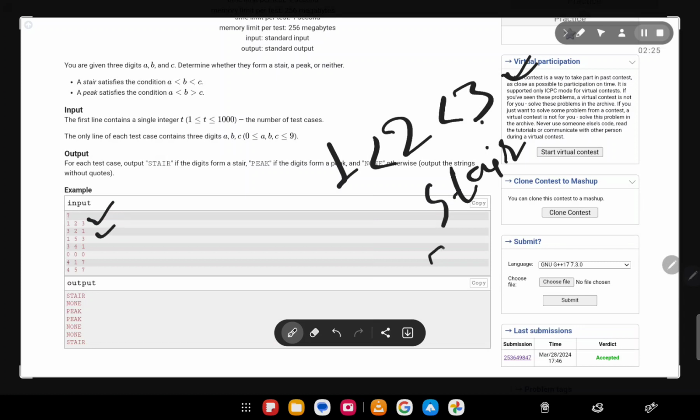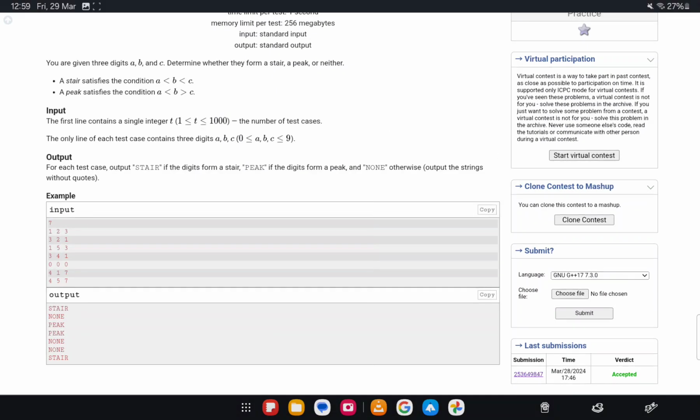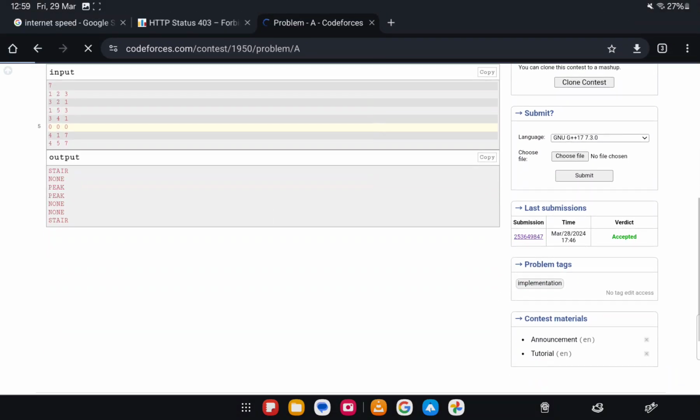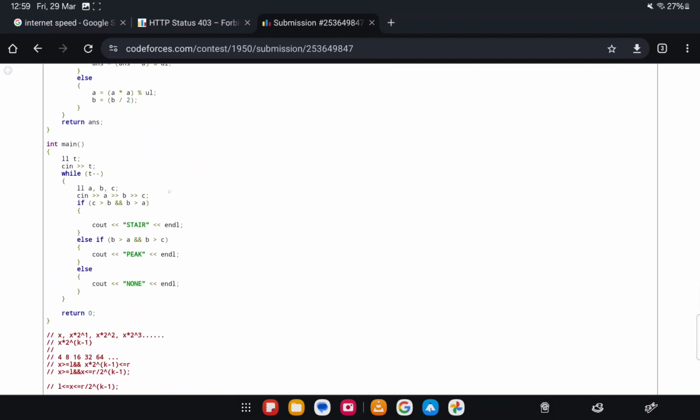If we take the second case, that is 3, 2, 1, which condition is satisfying? It is not satisfying the first condition, neither the second condition. So you have to print none. If none of the above two conditions are satisfied, then you have to print none. So this was the problem statement, and you just have to write the code. Like this was my code: first of all I took the input A, B, C, and if the first condition is satisfied, I print stair. If the second condition is satisfied, I print peak, and if none of the above conditions is satisfied, I print none.